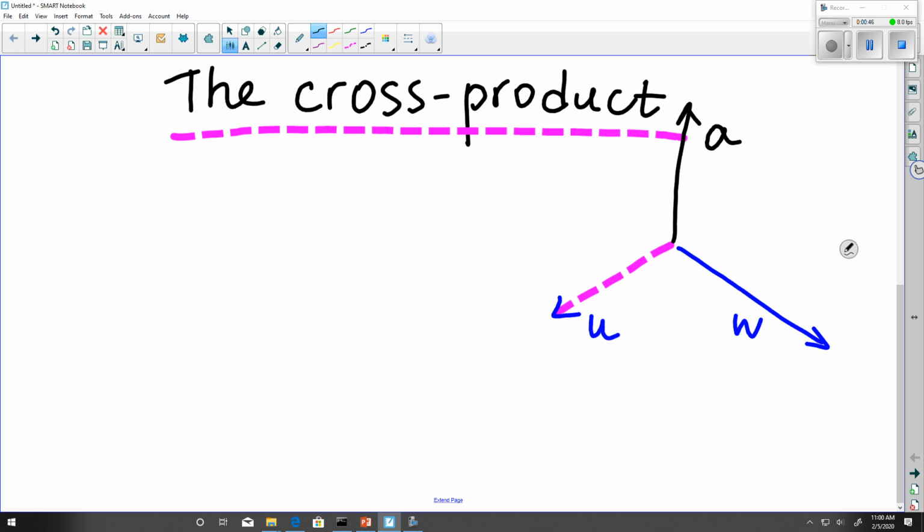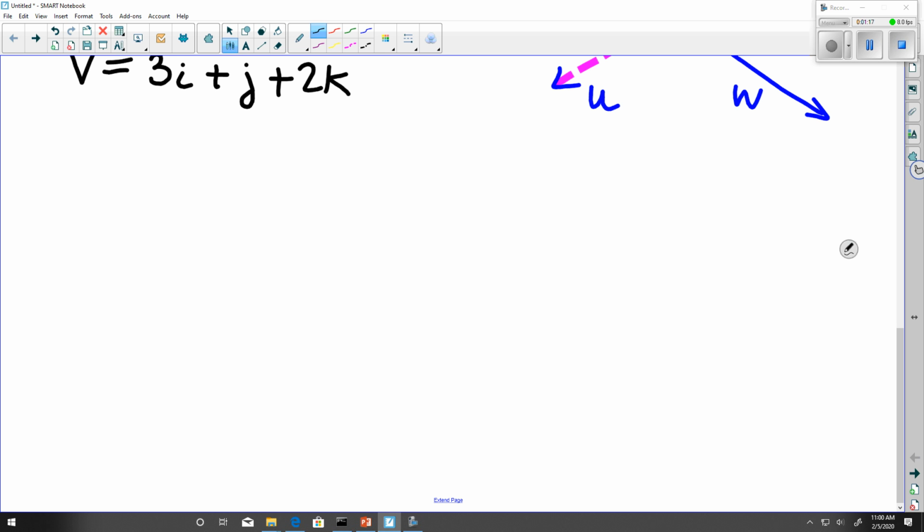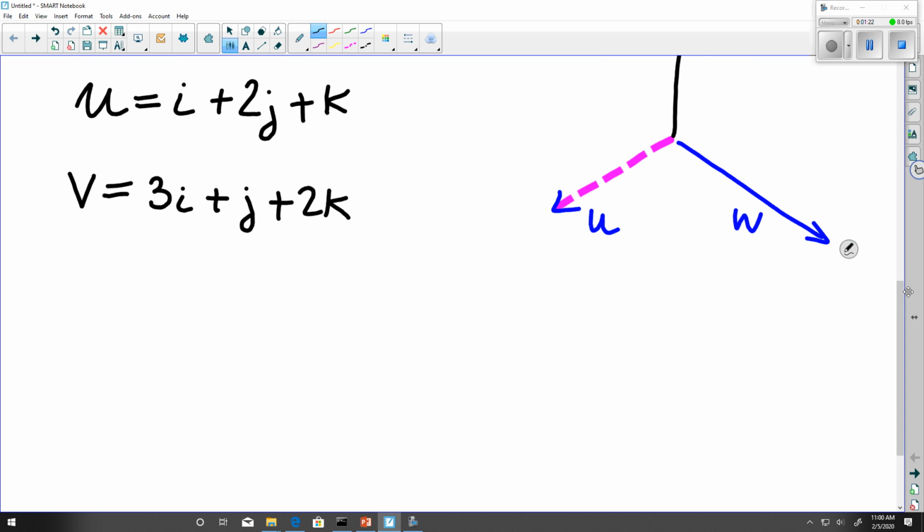Given two vectors, u is i plus 2j plus k, and v is 3i plus j plus 2k, where i, j, and k are just unit vectors. i in horizontal direction, j is also kind of horizontal, it's axis y, and k is the vertical. How to find the cross product? This is more of a synthetic method, doesn't really make much sense, but it is what it is. That's how you do it.